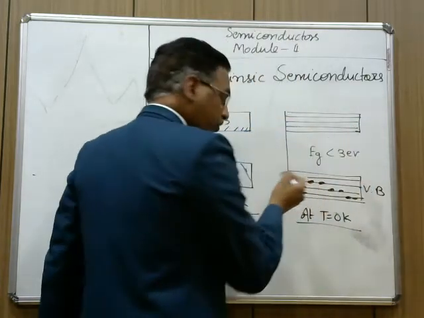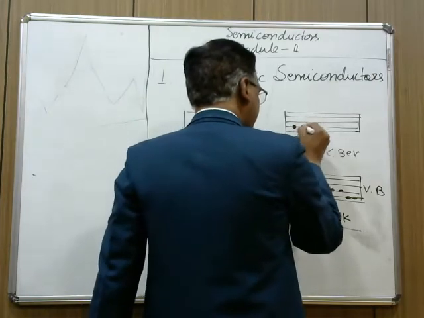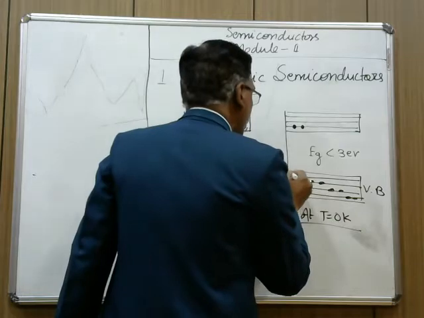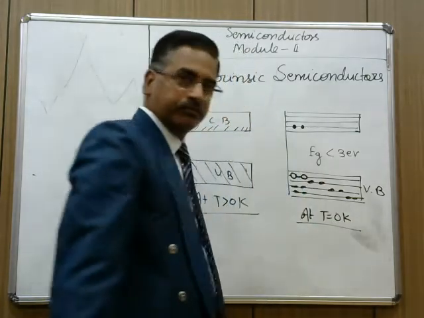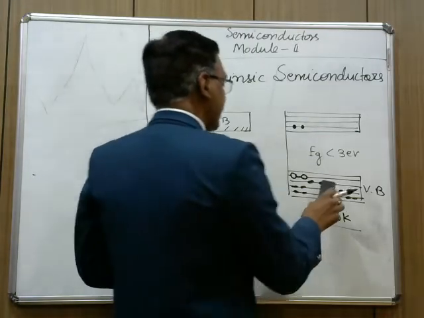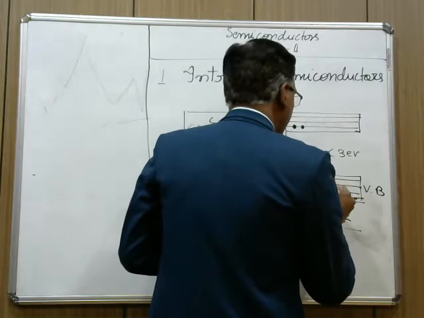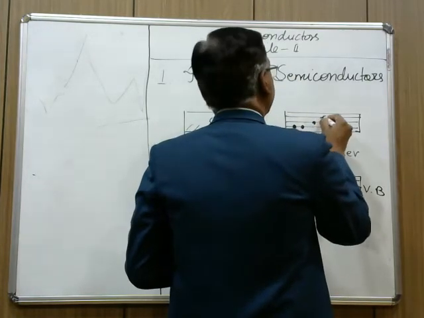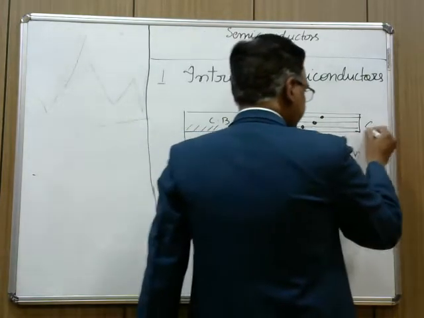Then we will show these two electrons in the conduction band, and corresponding to them we will show two holes in the valence band. If we are showing that 4 electrons have jumped, then there must be 4 holes in the valence band and 4 electrons in the conduction band.